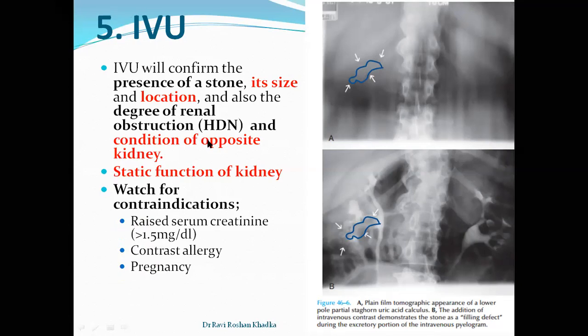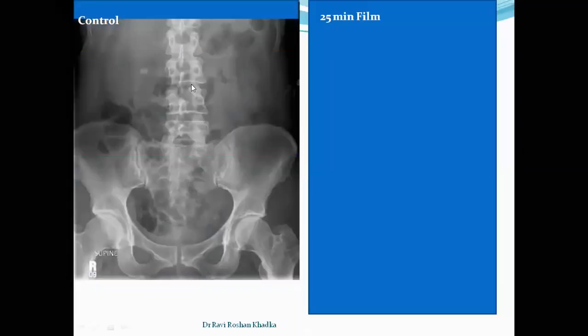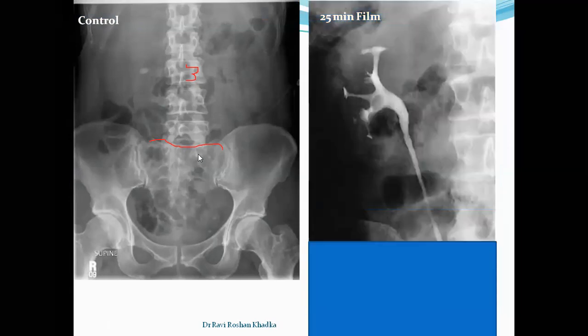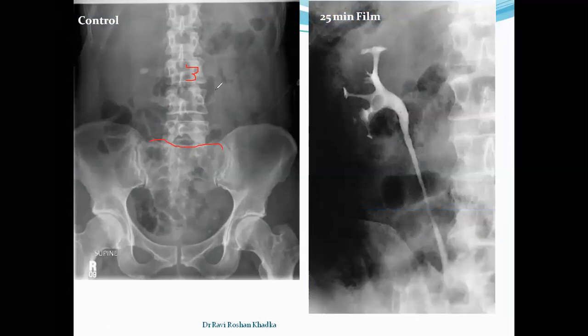So let us see some of the IVU. See in this picture, you can see the radiopaque shadow at the lumbar third vertebra. Okay, so you can just say, yeah, it is at the lumbar third vertebra on the right side. It might be inside the kidney. So how do we know the exact size? If you do IVU, then let us see the around 20 or 30 minutes film of IVU. You can see over here the stone that is at the lumbar third vertebra on the right side corresponds to the lower calyx and the pelvis of the right kidney.